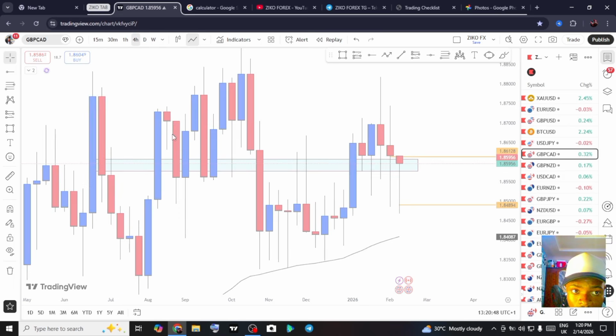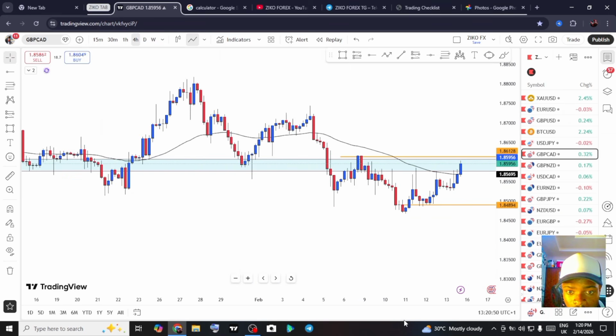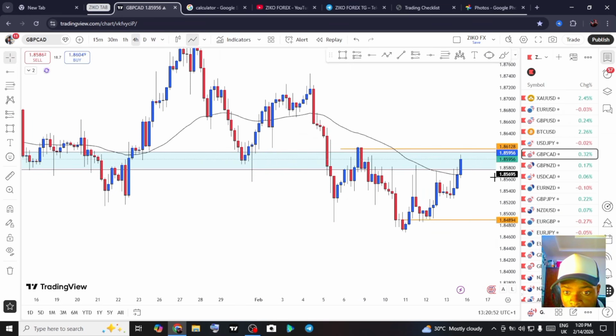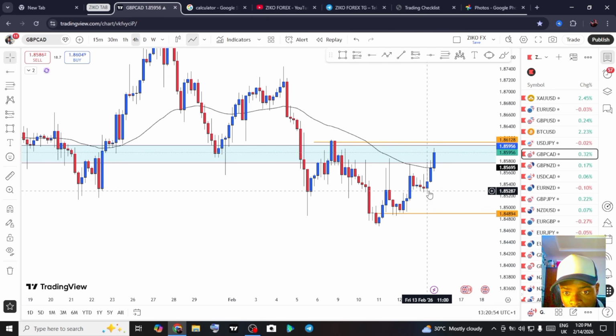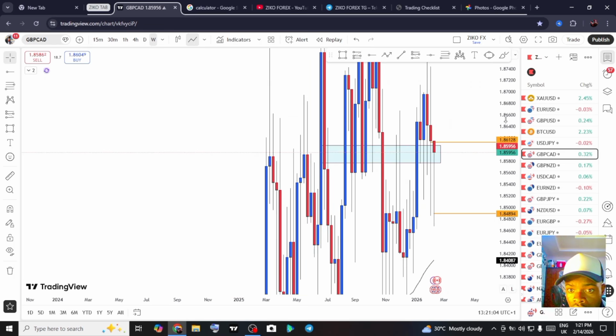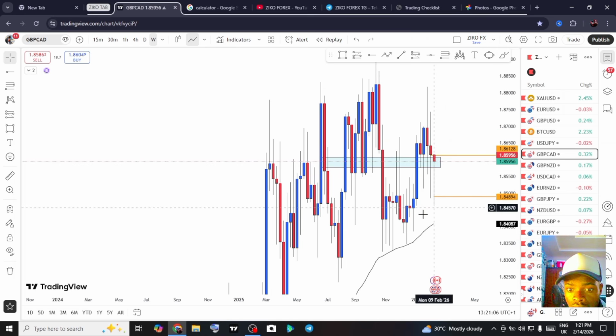4 hour time frame, let's see. Now 4 hour time frame is actually bullish, right? 4 hour time frame, this is the higher high, this is the higher low. So do we have two time frames in sync? 4 hour is bullish, daily time frame is bearish, weekly time frame is bullish, right? In this case, we don't have two time frames in sync, so we have to sit it out, right? So we are not trading GBP CAD this week.